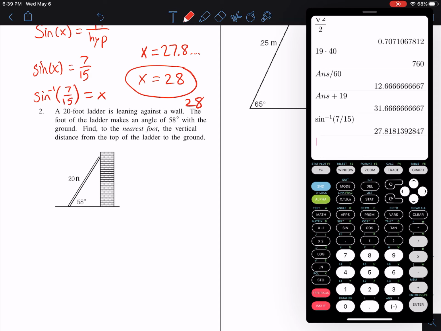All right, so there's a 20-foot ladder leaned up against a wall, and it makes a 58-degree angle with the ground. Find to the nearest foot the vertical distance from the top of the ladder to the ground. So they're asking me for this distance here. Okay, so I know that my 90-degree angle is here, so that makes the 20-foot the hypotenuse. And going across, I know that my x then is going to be my opposite side.